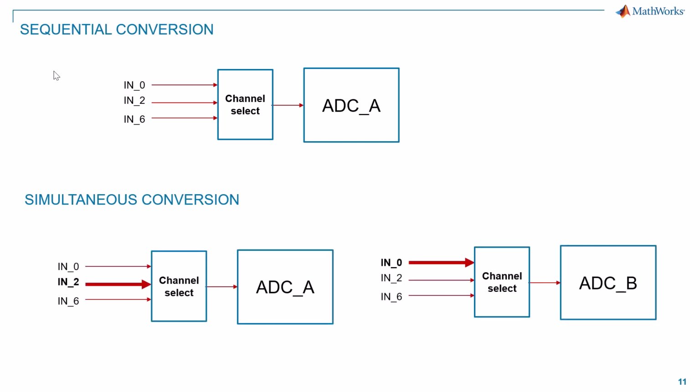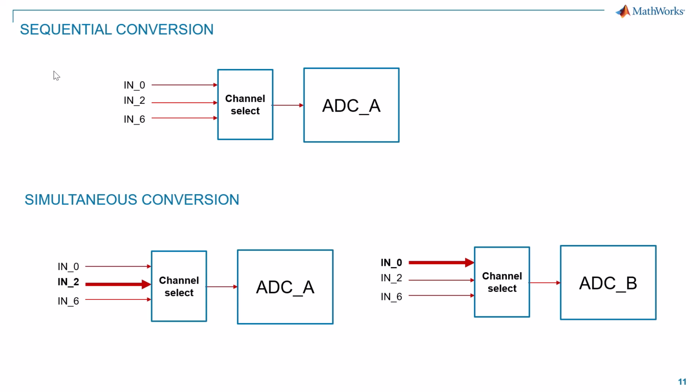Here, input channel 2 of the ADC module A and the input channel 0 of the ADC module B can be converted simultaneously, whereas the input channel 0 and the input channel 2 of the same module cannot be converted simultaneously. And I have explained this considering the single-ended input, and the same is applicable to the differential input as well.